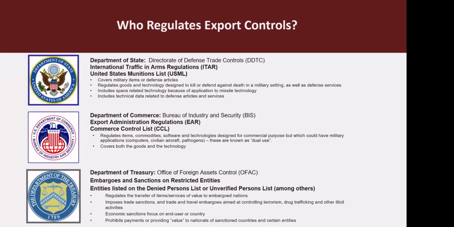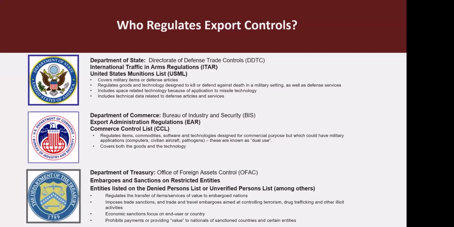It's also going to be technology, software, and data related to those articles that are also covered. The next one we want to talk about is the Department of Commerce, and that is the Bureau of Industry and Security, or BIS. And that is where I spend the majority of my time. Their regulations are called the Export Administration Regulations, and their specific list is called the Commerce Control List, or the CCL. The CCL is very large.